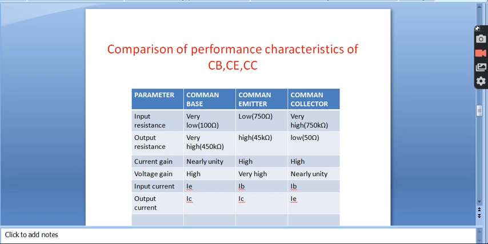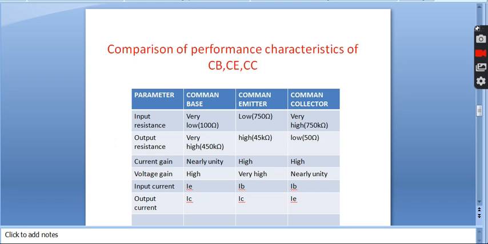In the case of common emitter, the input resistance is low, about 750 ohms, which is better than the common base. In the common collector configuration, the input resistance is very high, about 750 kilo ohms. So among these three configurations, the input resistance is very low in common base and very high in common collector.